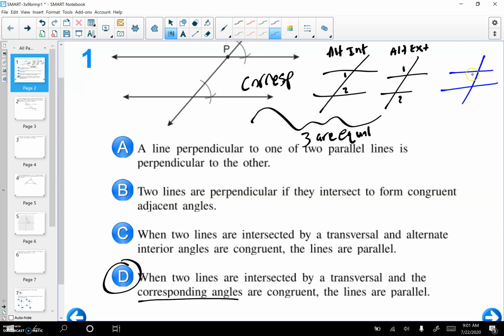And then the other one that we talked about were same side, okay, or consecutive interior. And those add to 180, okay? So three of them are equal, one of them adds to 180. You got to know the difference in the types of angle based on their positioning.